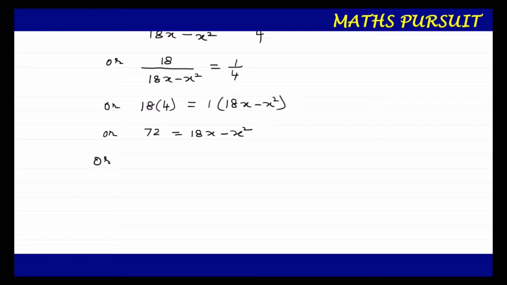Moving the right side values to the left side, I can write the equation as 72 minus 18x plus x to the power 2 is equal to 0. Let me first rearrange the above equation. If I rearrange it, we will get x to the power 2 minus 18x plus 72 is equal to 0. So guys, this is what we got: x to the power 2 minus 18x plus 72 is equal to 0. This is a quadratic equation.